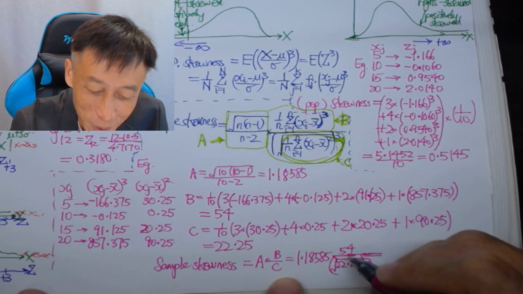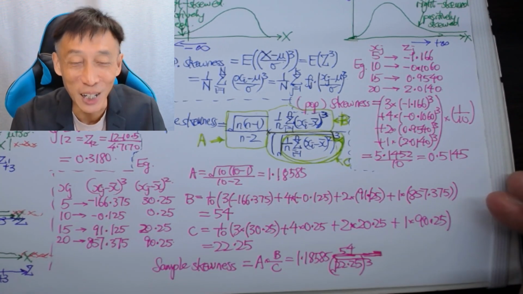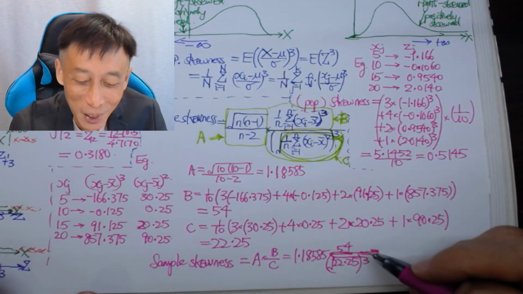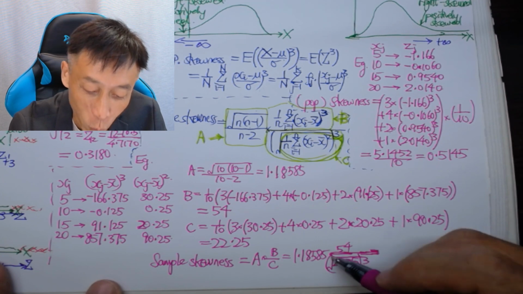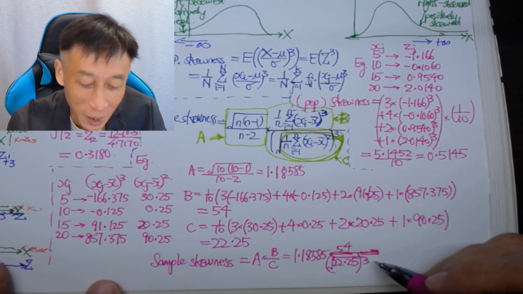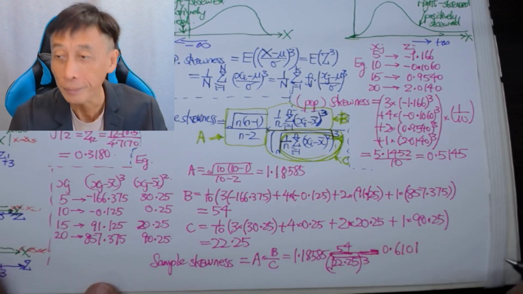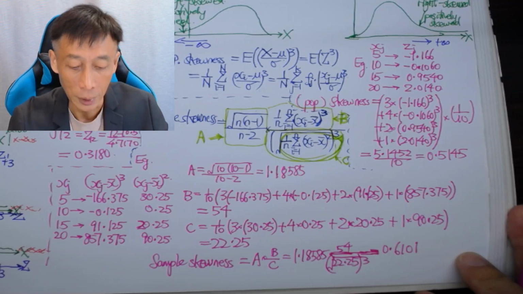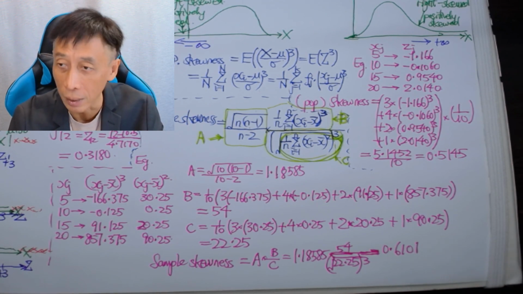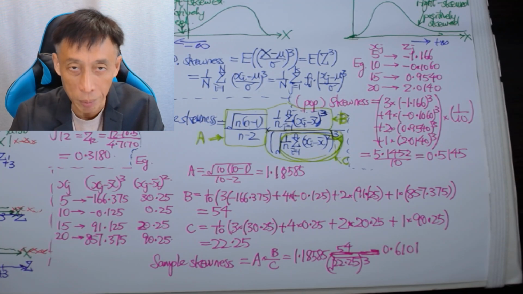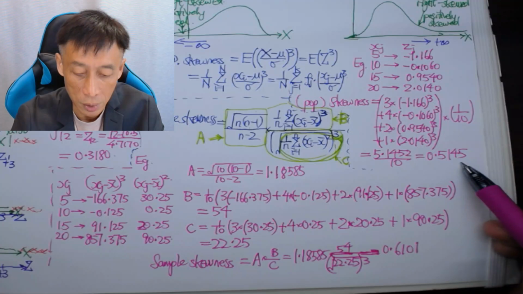Now you really don't want to do this by hand all the time, right? But seeing it done once in your life, I think it's worth the while. So now we just do the multiplication, making sure that you take the square root of 22.25 and then cube it. You should get 0.6101. And that's what you get as well in Excel, if you use SKEW without the dot P. With the dot P, you will get the population skewness.